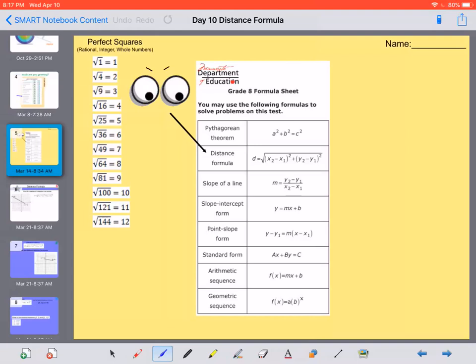If I could draw your attention to your formula sheet, here we have the distance formula. The distance formula is d equals the square root of (x2 minus x1) squared plus (y2 minus y1) squared. Just by looking at that, I can tell that I'm going to need 2 points to find the distance, which is great because the distance is the distance between those 2 points.